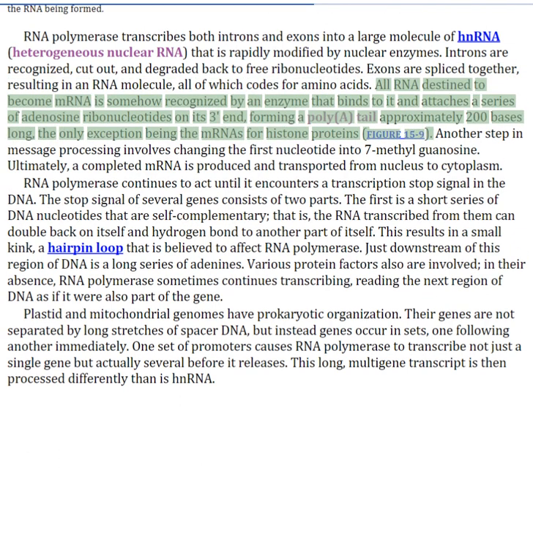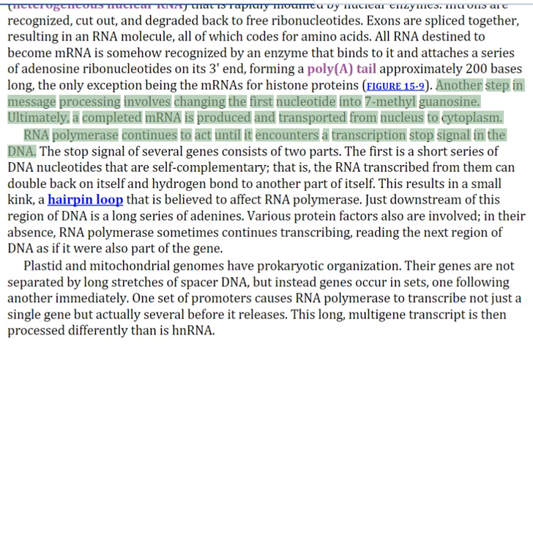All RNA destined to become mRNA is somehow recognized by an enzyme that binds to it and attaches a series of adenosine ribonucleotides on its 3-prime end, forming a poly-A tail approximately 200 bases long, the only exception being the mRNAs for histone proteins. Another step in message processing involves changing the first nucleotide into 7-methylguanosine. Ultimately, a completed mRNA is produced and transported from nucleus to cytoplasm.